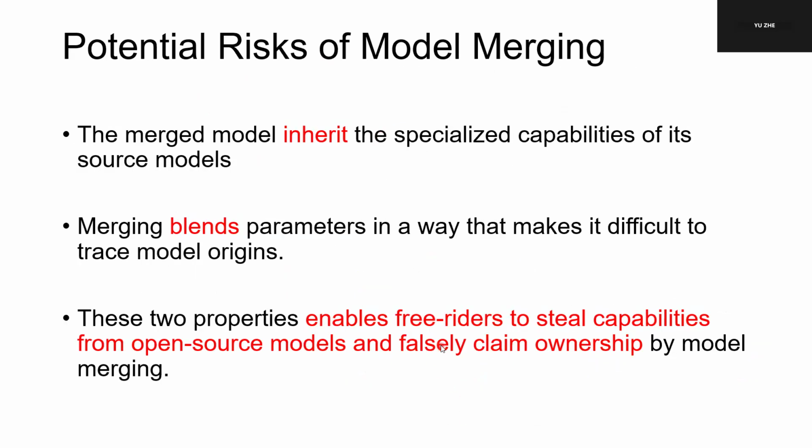But we find there may be some potential risks of model merging. First, the merged model inherits the specific capability of its source model, and also model merging changes the parameters so that it blends them in a way that makes it difficult to trace the model origins. These two properties enable free riders to steal the capability from open source models and falsely claim ownership by model merging.